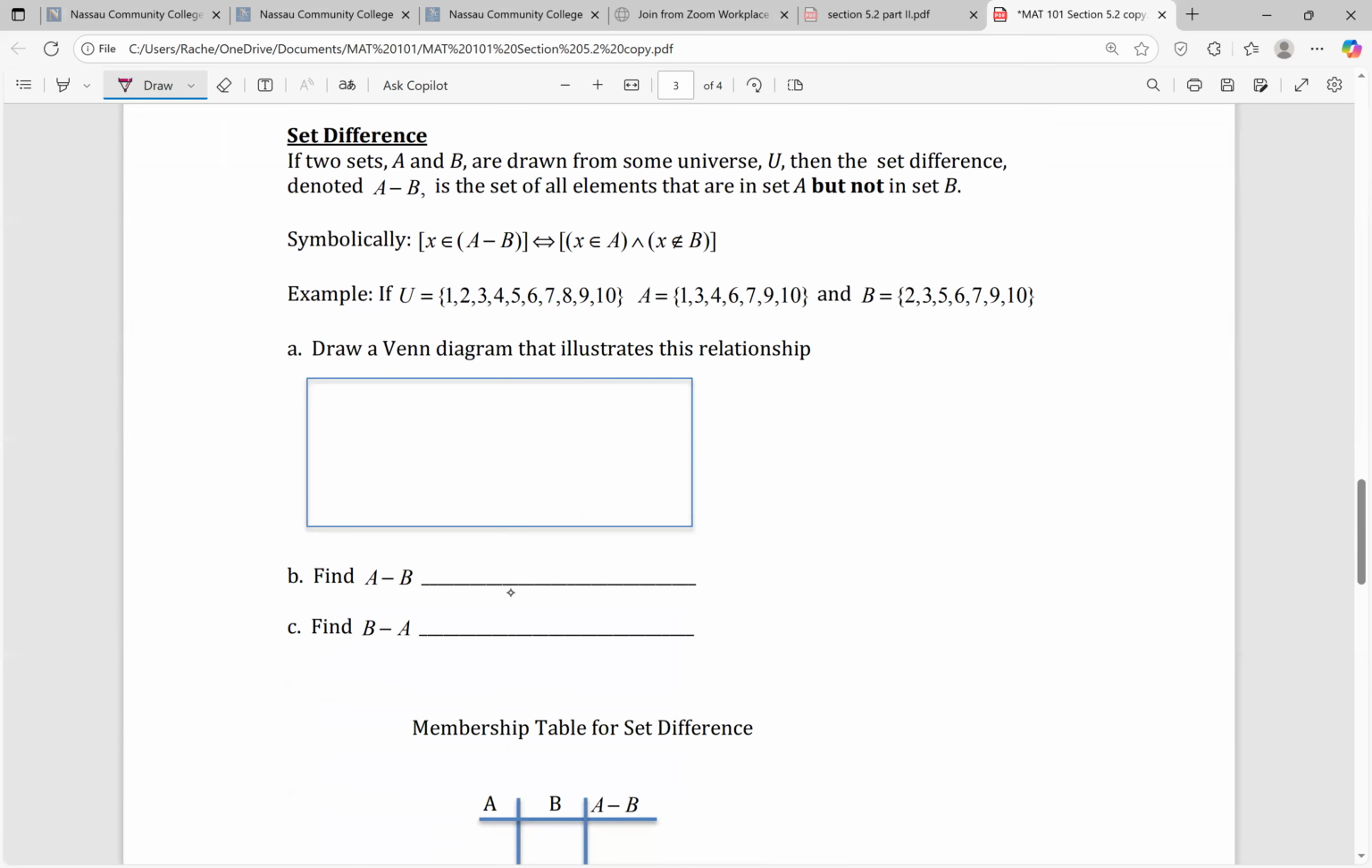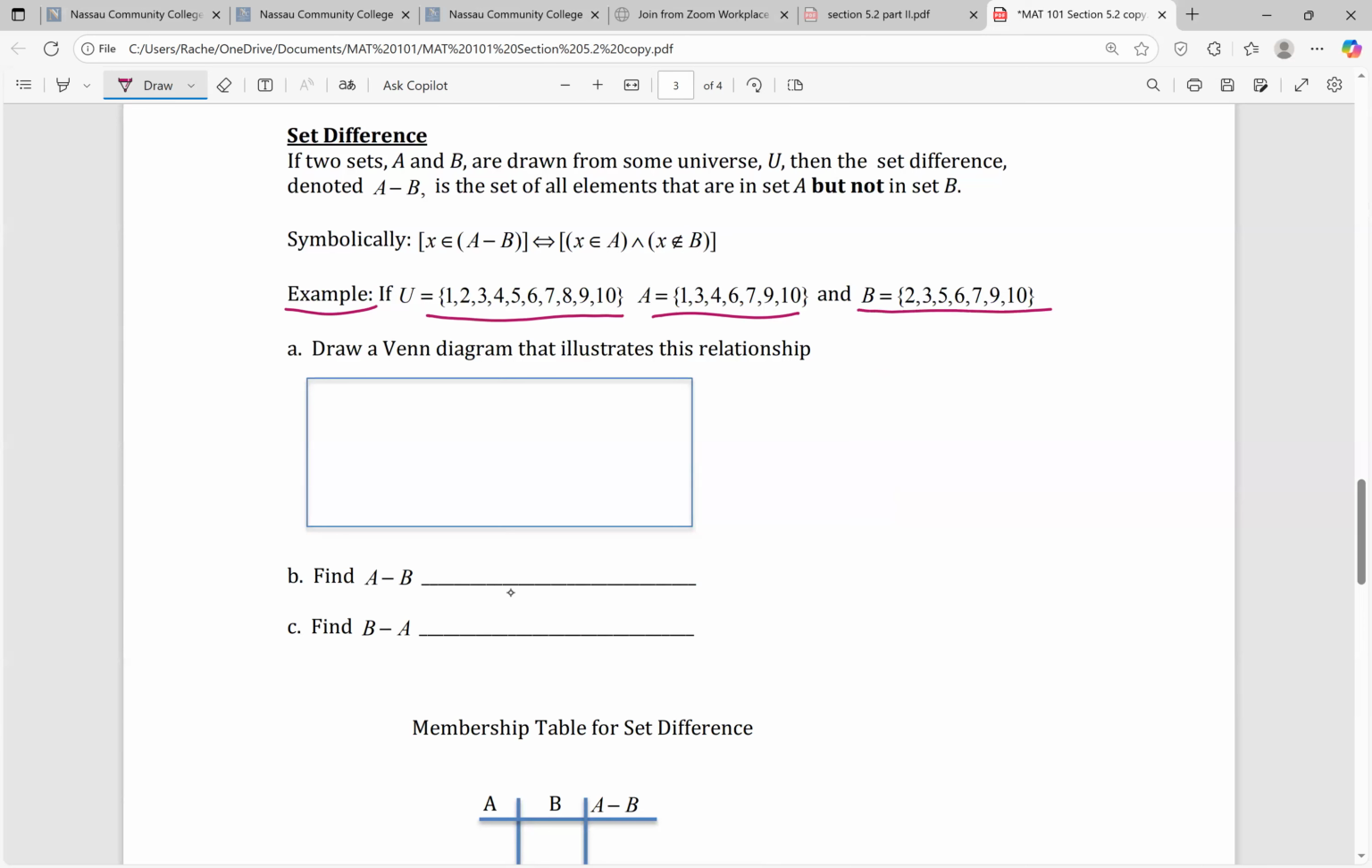So now let's talk about the difference of sets or set difference. If sets A and B are drawn from some universe U, then the set difference, denoted by A minus B, is the set of all elements that are in set A, but not in set B. So for example, let's say the universe is 1 through 10. We have set A here, we have set B here.